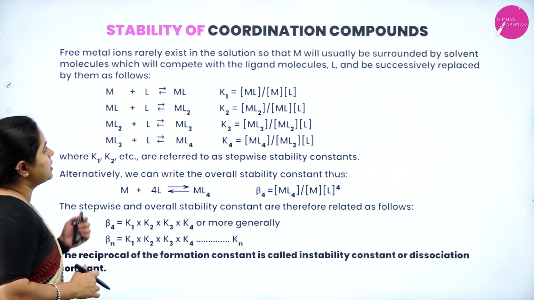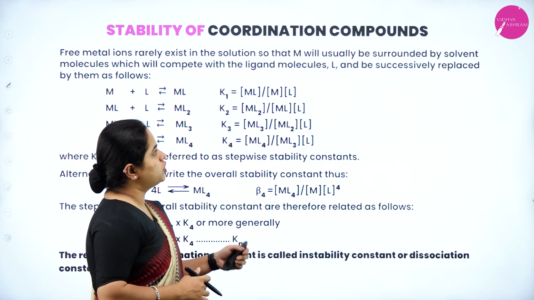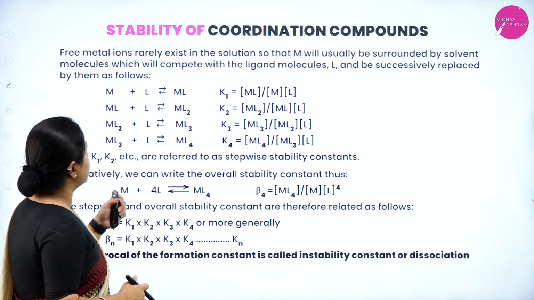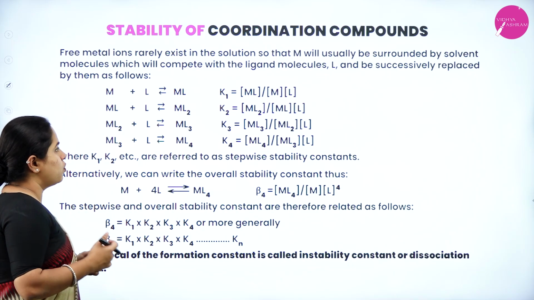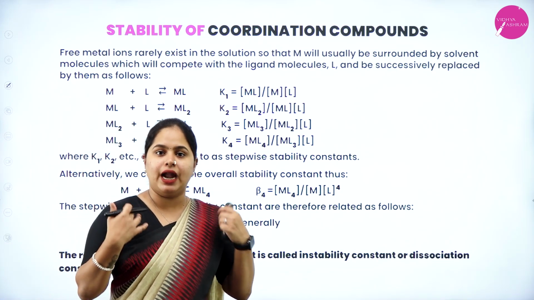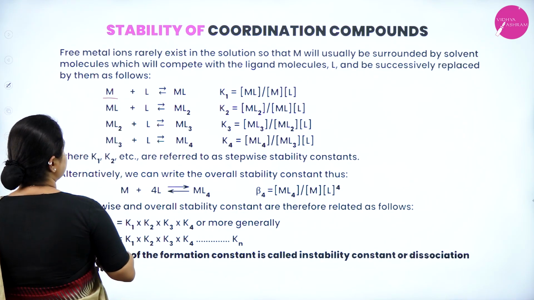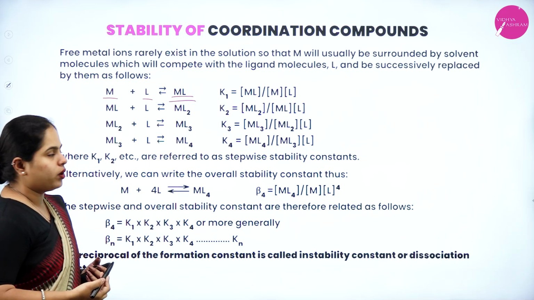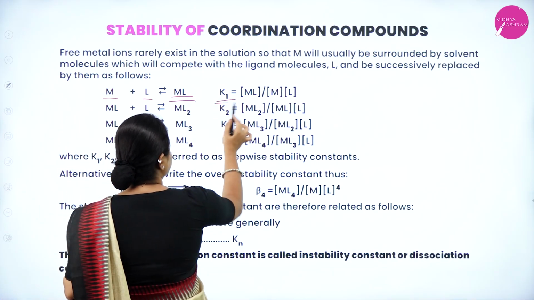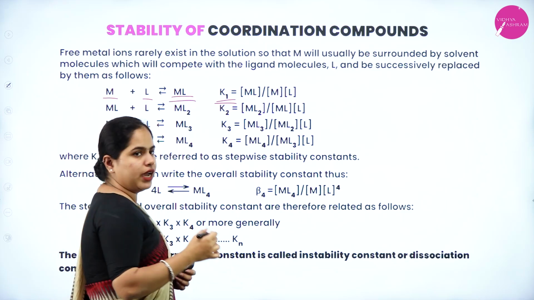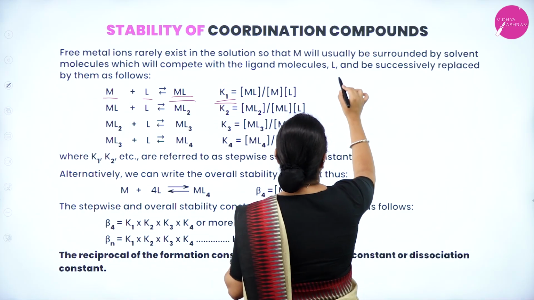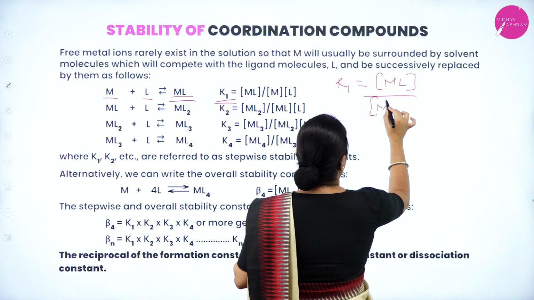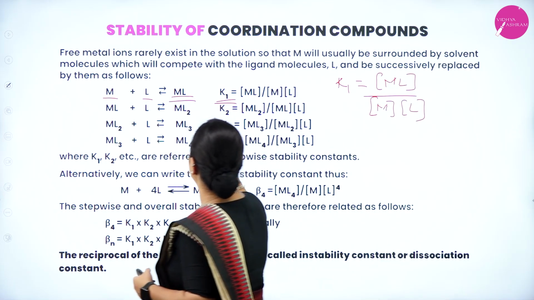So free metal ions exist in the solution, so that metal will usually be surrounded by solvent molecules which will compete with the ligand molecules L and will be successively replaced by them as follows. So what we are going to do? We are going to successively add ligands here. In the first step, you can see there is a metal to which a ligand is added. So the coordination compound formed is ML. Then the stability constant K1 will be ML by M into L. As you can see here, what is in the product? It is ML, right? And what are the reactants present? M and L. So this is the stability constant for the first reaction.